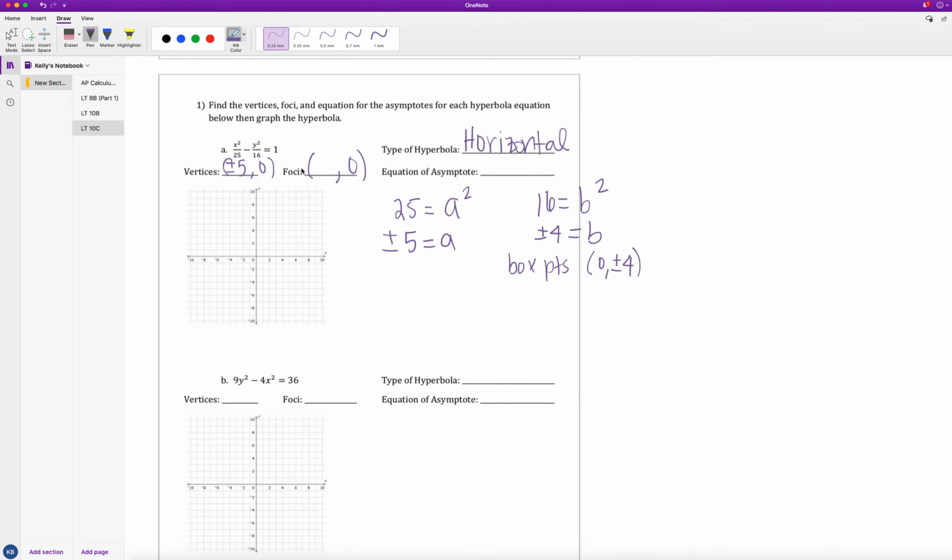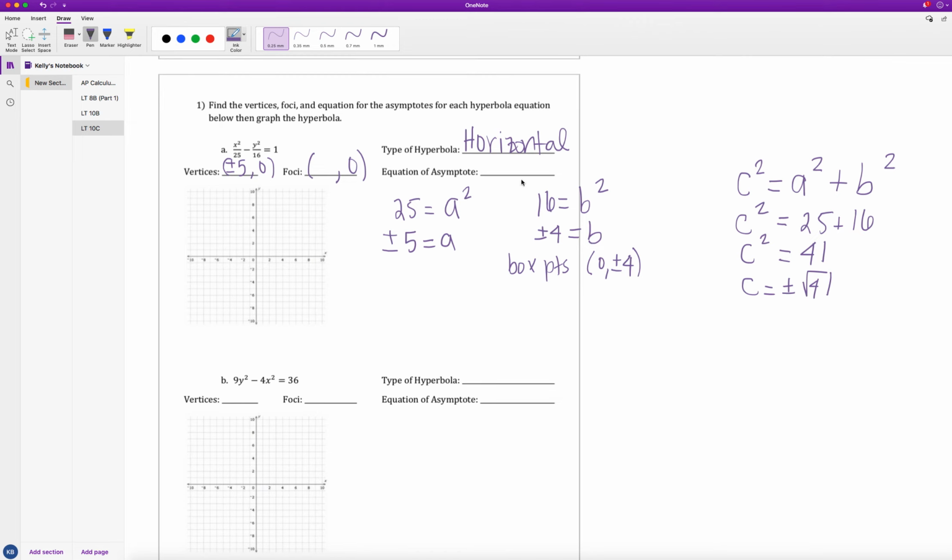Now to get the foci, this is where I have to use that equation that relates a, b, and c. Well, because this is a hyperbola, it's the equation c squared equals a squared plus b squared. Subbing in for my a squared and my b squared, I get 25 plus 16, so I end up getting 41 there. So c squared is equal to 41. From there, to find the foci, I'm going to square root both sides, and I get plus or minus the square root of 41 for this guy.